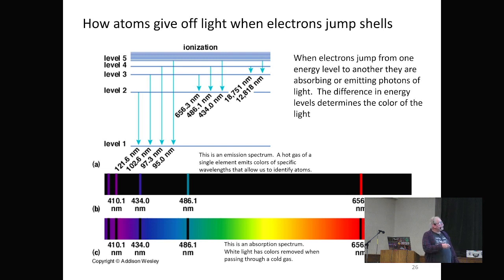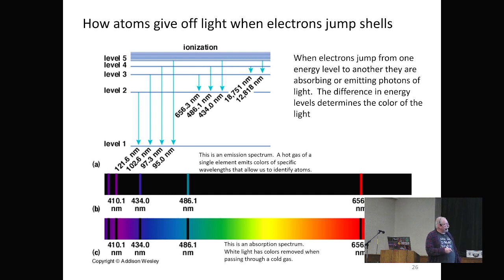And there are two different spectrums. When you see a black background and individual lines, that's an emission spectrum. That's a hot gas giving off certain colors, like sodium arc lamps give off the double yellow line. That's a hot gas giving off these emission lines.